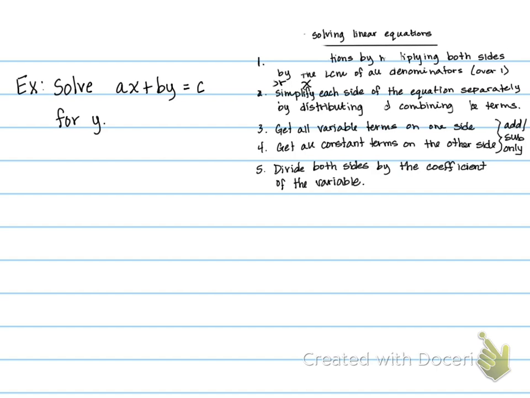So if I'm looking down my list, I'm like, okay, I want to get all constant terms on the side without the variable. Well, I have 2 terms here. Ax is the constant term because it doesn't contain the variable I'm solving for. So I'm going to subtract ax from both sides. That gives me by equals c minus ax.